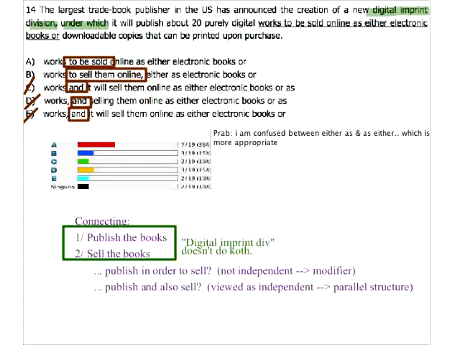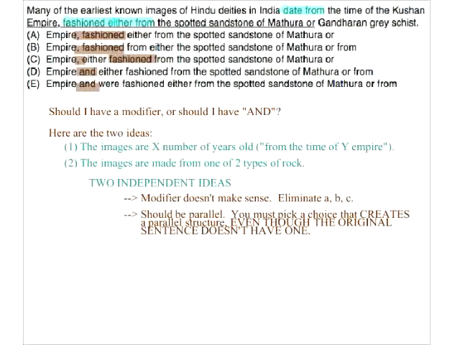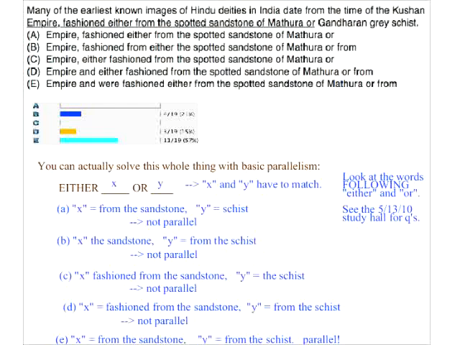Either as and as either are not actual structures. What are the actual structures? Anybody explain to Mr. Prab? Yeah, it's just either X or Y again. It's kind of like our problem here about the images in India. So it's the same sort of thing.